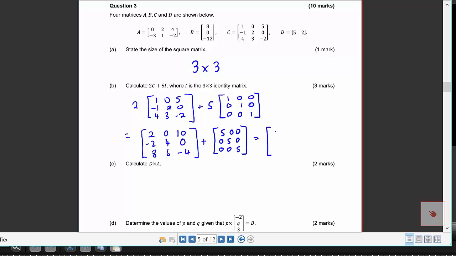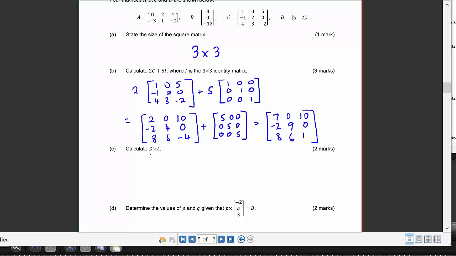So 2 plus 5 gives me 7. 4 plus 5 gives me 9. Negative 4 add 5 gives me 1. And everything else in here, because of the zeros here, will be the same as it is over here. So 0, 10, negative 2, 0, 8, and 6.